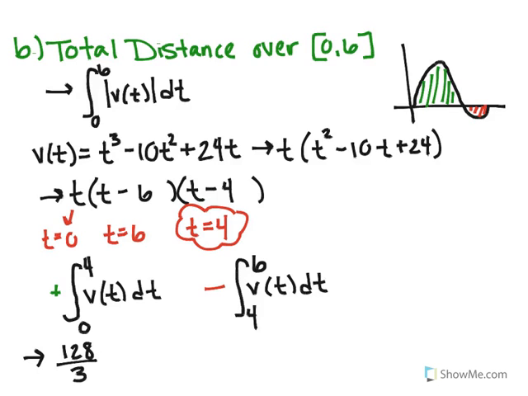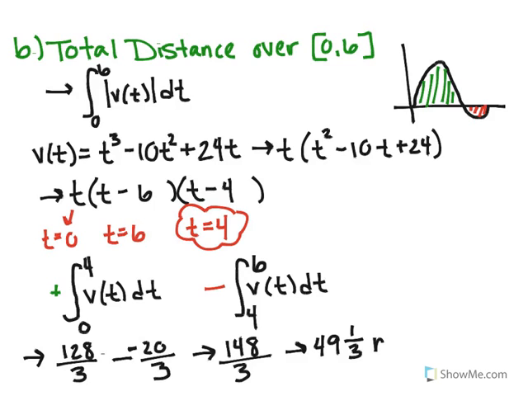128 thirds. We're then going to do minus, and for the second part, we plug in 6 and 4, subtract the two, and we get 20 thirds. Forgive me, this is minus and a negative, so this is actually going to be a negative 20 thirds, so we're actually going to add these two together. My apologies. Which means we're going to end up with a final answer of 148 thirds. You can leave your answer like that, or you can say that it's 49 1/3 meters.